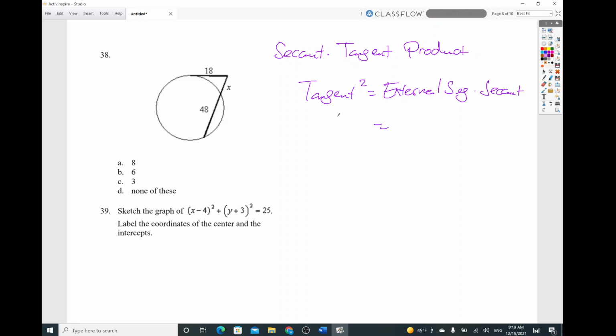So tangent squared, so 18 squared, equals external segment, which is what? x. Times secant, so the quantity of that, it's x plus 48, the measure of the entire segment here. So what we found here, 18 squared, which is 324. Okay, so 324.